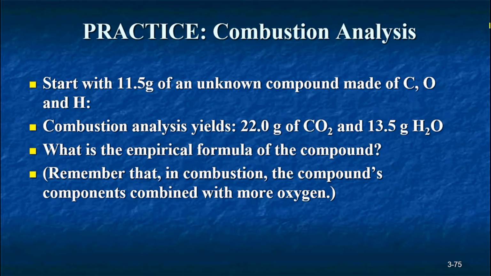Let's say I start with 11.5 grams of an unknown compound that I know is made of carbon, oxygen, and hydrogen. Combustion analysis yields 22.0 grams of CO2 and 13.5 grams of water. What is the empirical formula of the compound? Remember that in combustion, the compound's components combine with more oxygen. So one of the tricks here is going to be finding out how much oxygen was in my original compound. All right, so let's go to our paper and work it out from there.